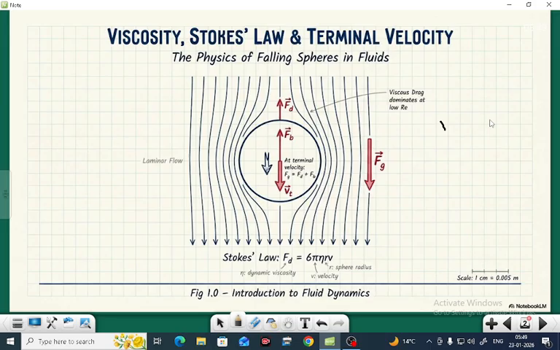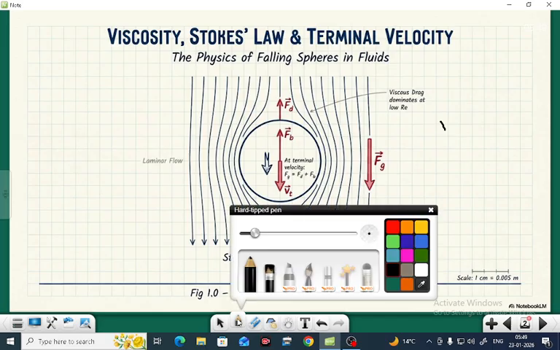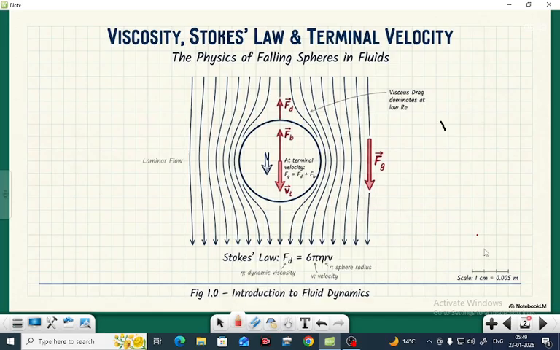Hello everyone. Today we shall discuss viscosity, Stoke's law and terminal velocity. You see here what we can discuss with this is the physics of falling spheres in fluids. You see here this is a sphere ball, right? You can see that the viscous drag dominates at low Re.